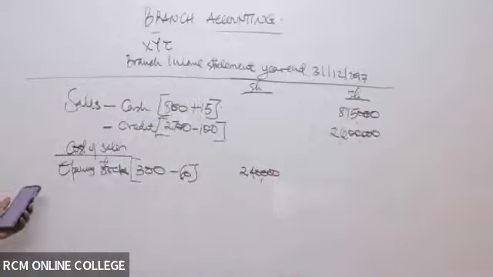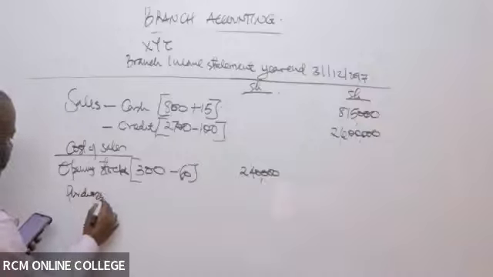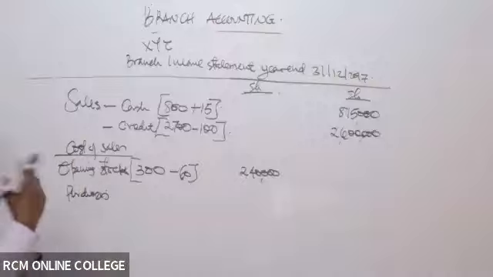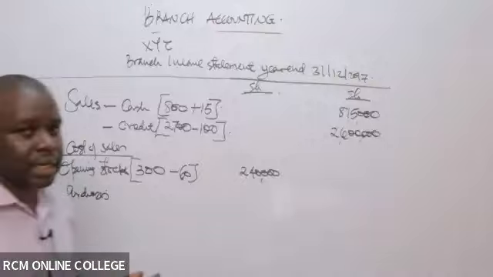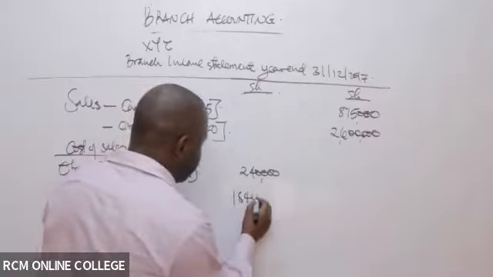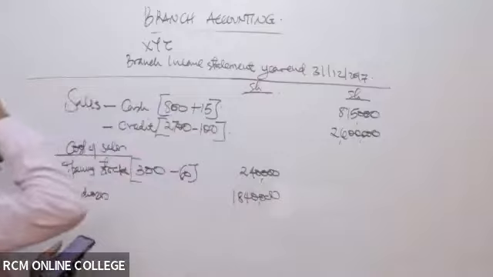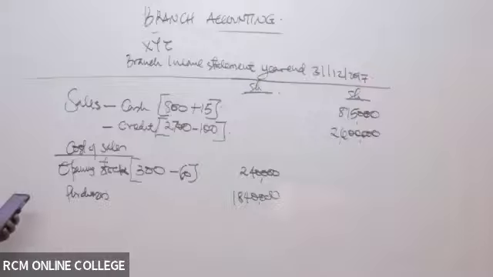Then of course there were purchases. You add purchases. Remember the purchases here, we've been able to balance that goods sent to the branch account. We've been able to get our purchases as 1,840,000 from the goods sent to the branch. Then we need to less what? The closing inventory.